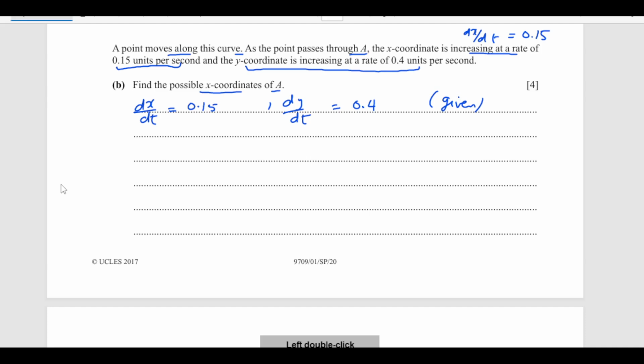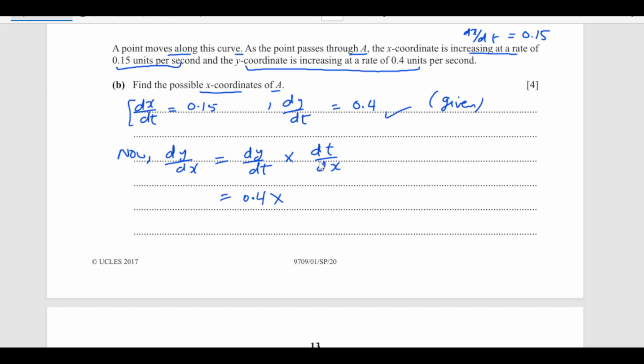So, now we will take dy over dx. Now, dy over dx is going to be dy over dt times dt over dx. Okay. So, this dy over dt from here is 0.4, and we have dx over dt, so we are looking for dt over dx. So, this is going to be the reciprocal of 0.15. So, you calculate this one, and I got 8 over 3. So, dy over dx is 8 over 3.